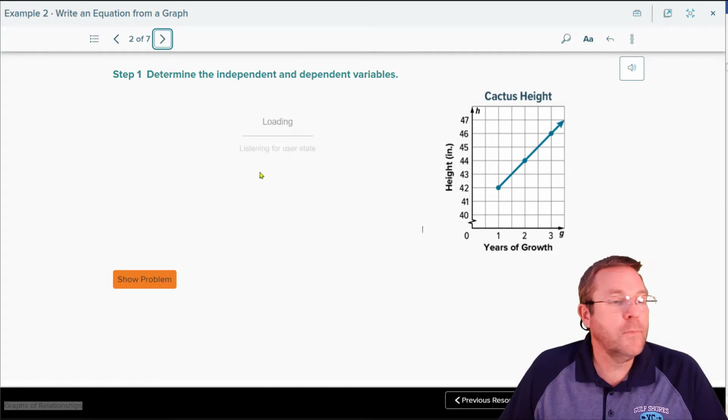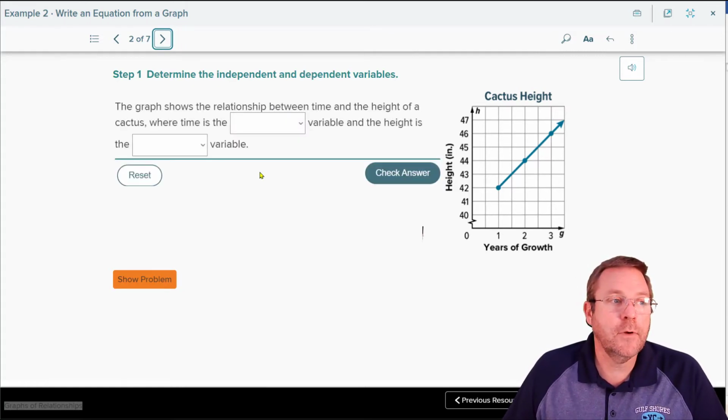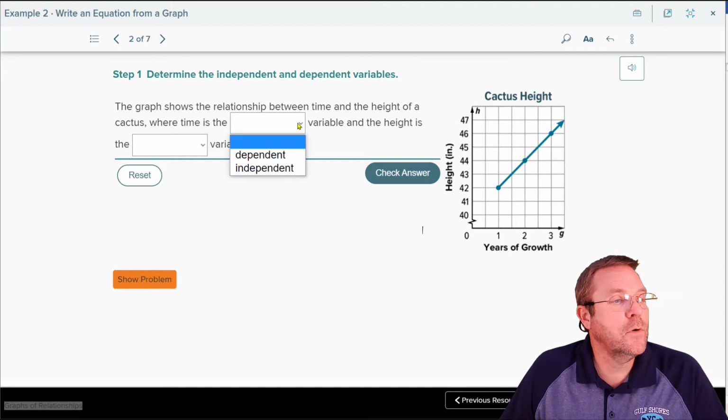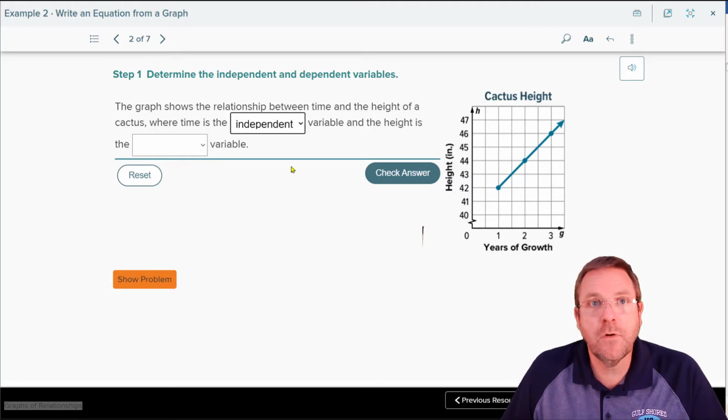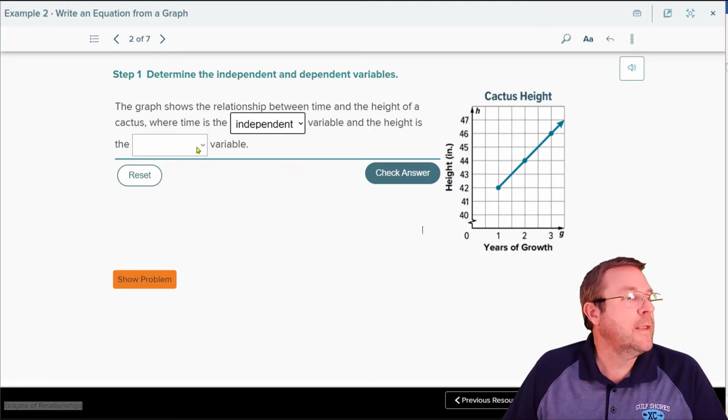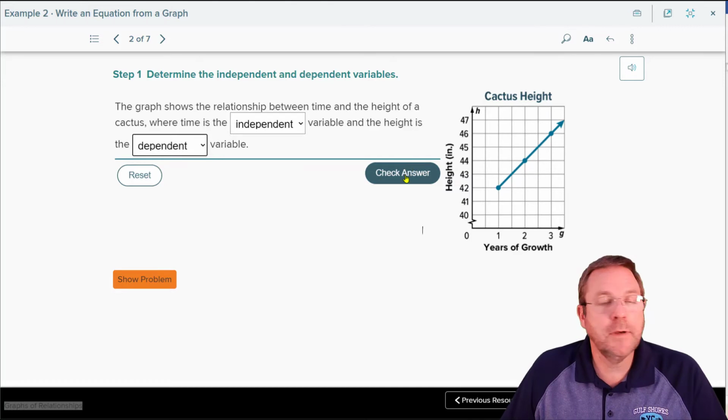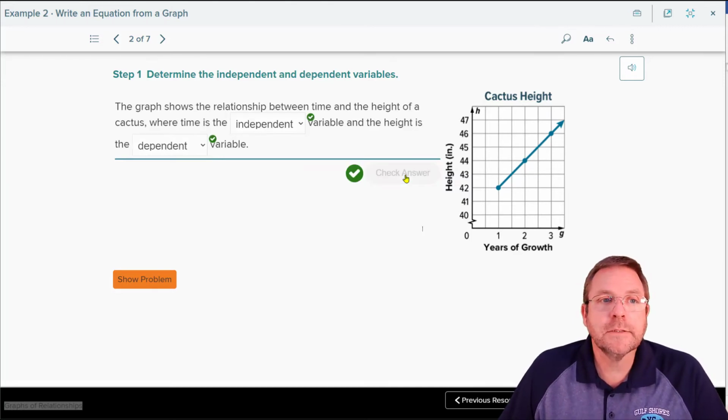So the first thing I'm thinking we need to do, of course, is establish our independent and our dependent variables. The graph shows the relationship between time and height of the cactus, where the time is going to be your independent variable because your x-axis is always your independent variable, and the height is going to be your dependent variable because the y-axis is always going to be your dependent variable.